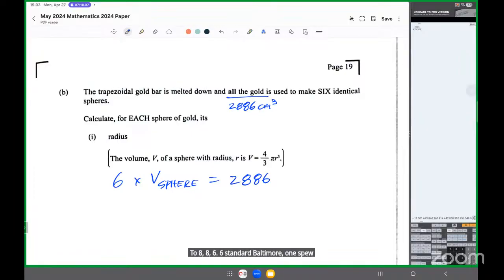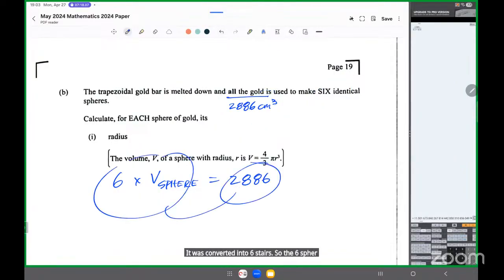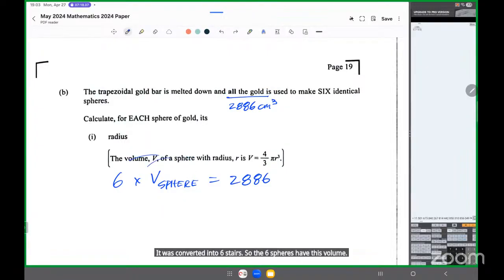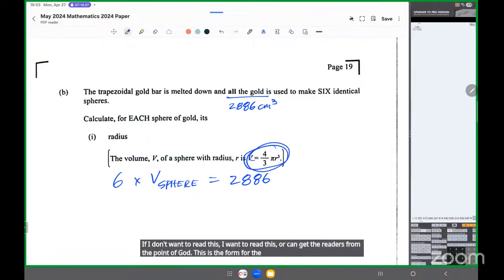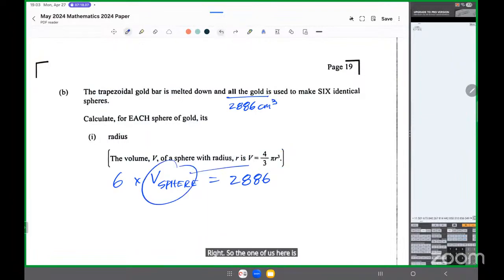The gold was converted into 6 spheres, so the 6 spheres have this volume. So they want to know the volume of one sphere. In fact, they want the radius, but we can get the radius from the volume. This is the formula for the volume of a sphere. The question is asking us for the radius r.